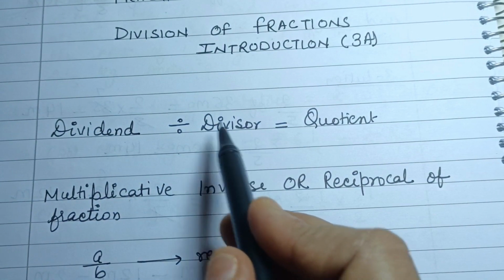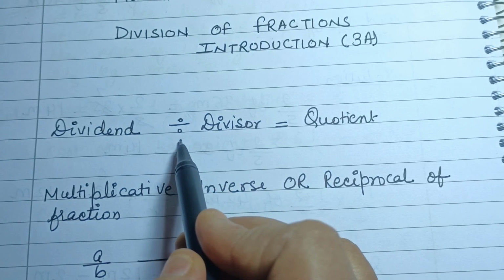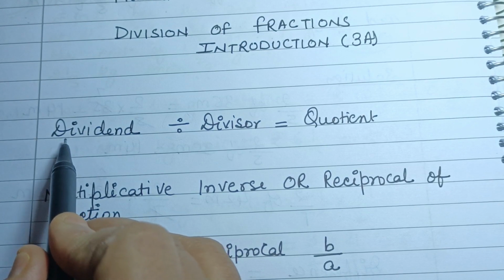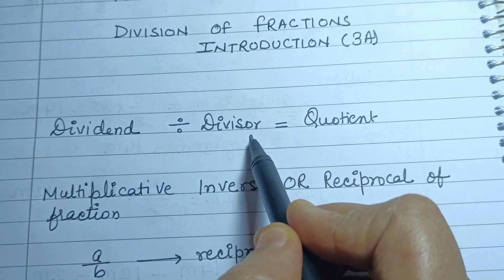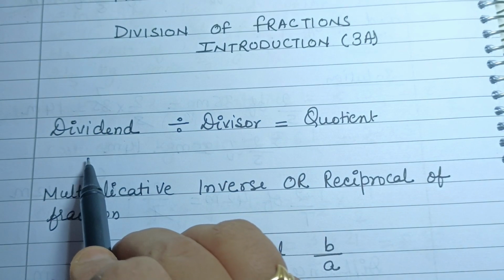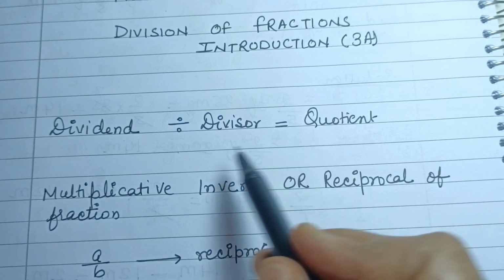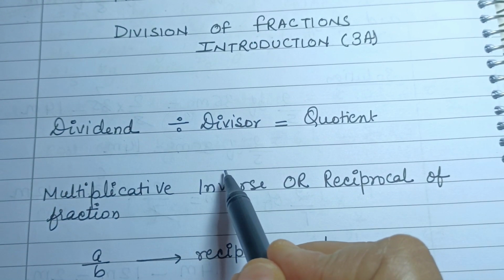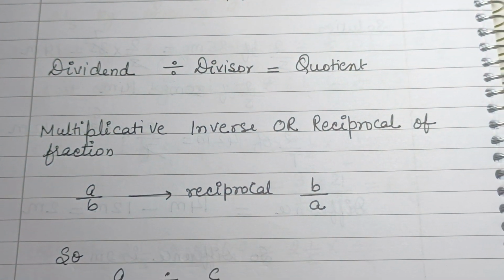by the divisor. This particular symbol has been used. This is known as the division sign. So on the left of it, whatever is written is your dividend, and on the right of it, whatever is written is your divisor. When you perform this operation, what you get is your quotient. So till now you have talked about the whole numbers and the natural numbers here, but now I am going to talk about the fractions.